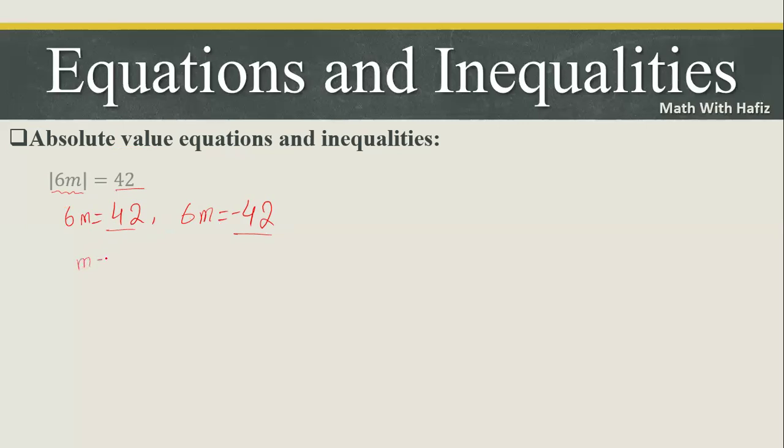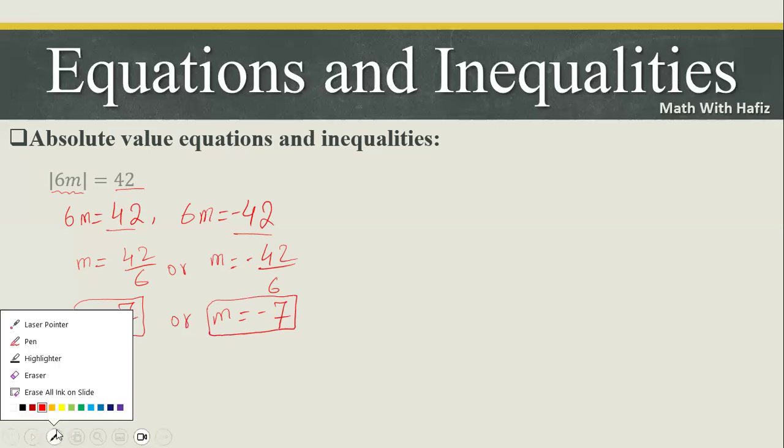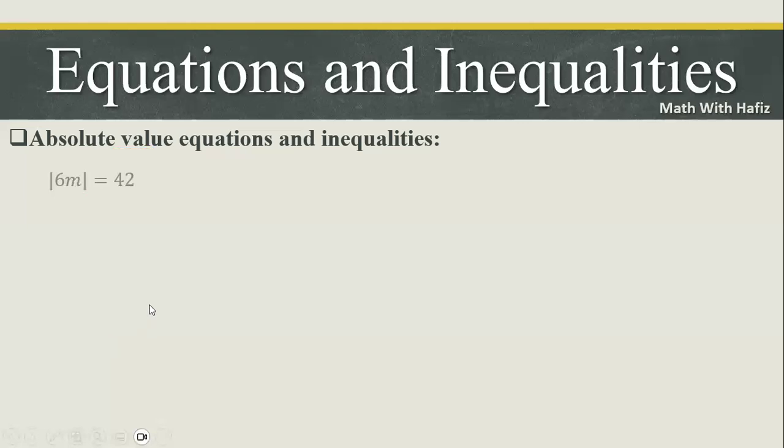By using the inverse property, it will be 42 divided by 6, which is 7. So m can be equal to 7, or m will be equal to negative 42 divided by 6, so m equals negative 7. So there are two possible values for this absolute value function. Whenever you have an absolute value function, there will always be two possible values, either in an inequality or an equation. We'll go for inequalities also.